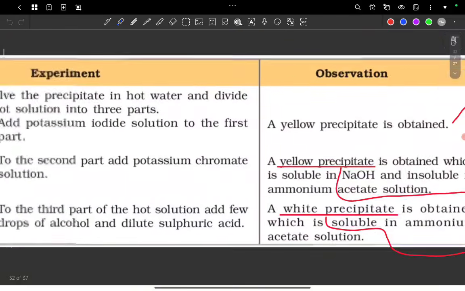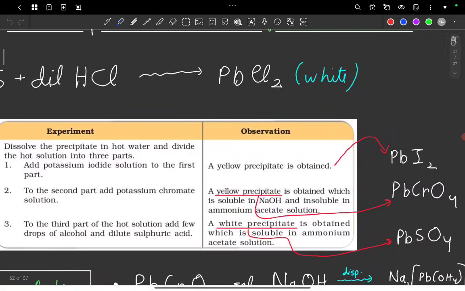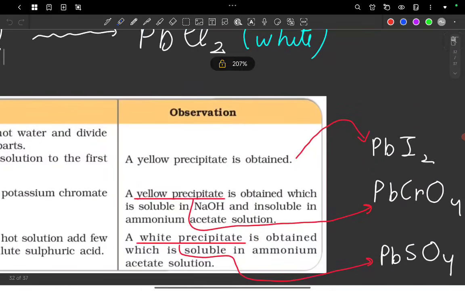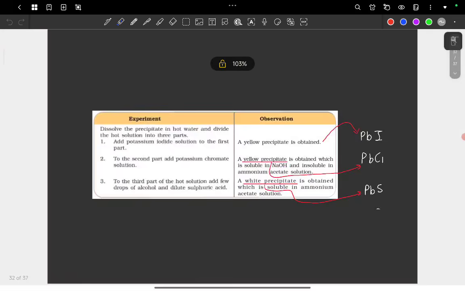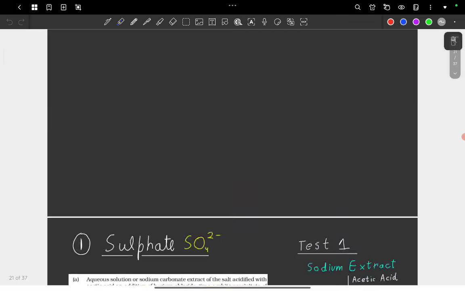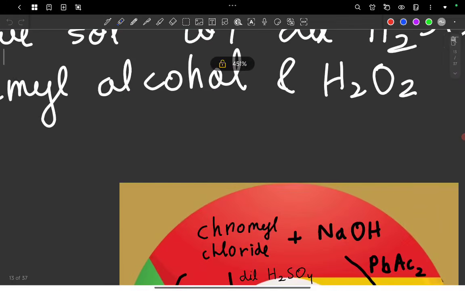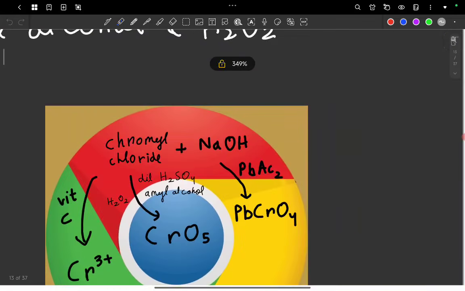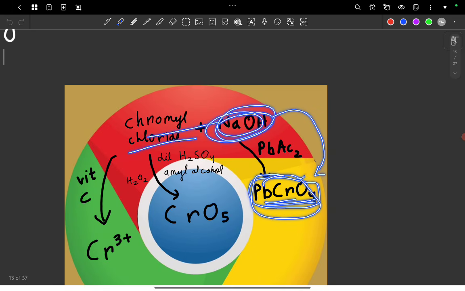Okay. The second part, you have to add potassium chromate. I mean, you know how to add, but what is the inference? You will get a yellow precipitate and it will be soluble in NaOH. Where have we read this? Go back to the chloride ion test, and we had studied the chromyl chloride test, where we did the same thing. This PbCrO4, we got lead chromate from chromyl chloride with NaOH. Now this is very given that this is not a precipitate, it is soluble in NaOH.